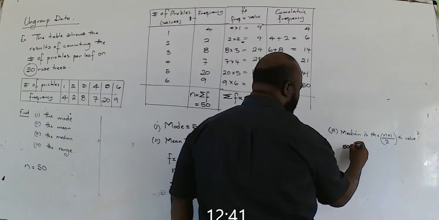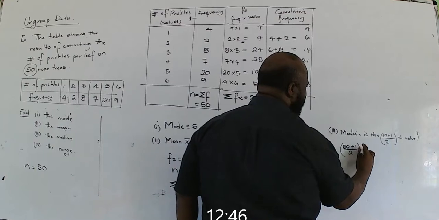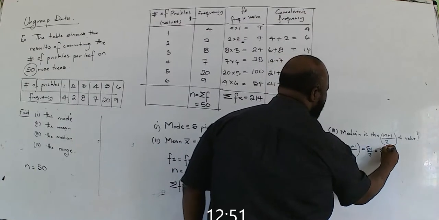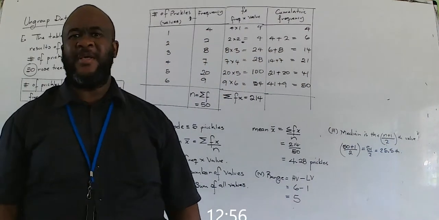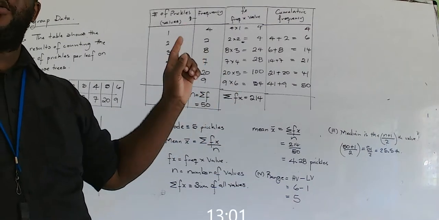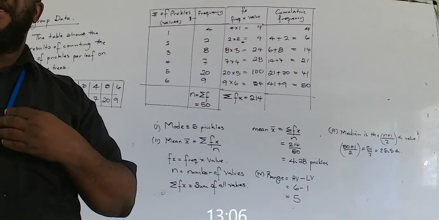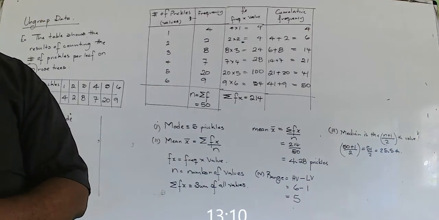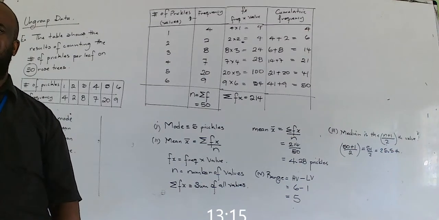So let's use this and see what happens. 50 plus 1, over 2, is 51 over 2, which is 25.5. Can I tell you what that is telling me? That is telling me that the median is between the 25th value and the 26th value. What I need to find out is which value is the 25th value, and which value is the 26th value.